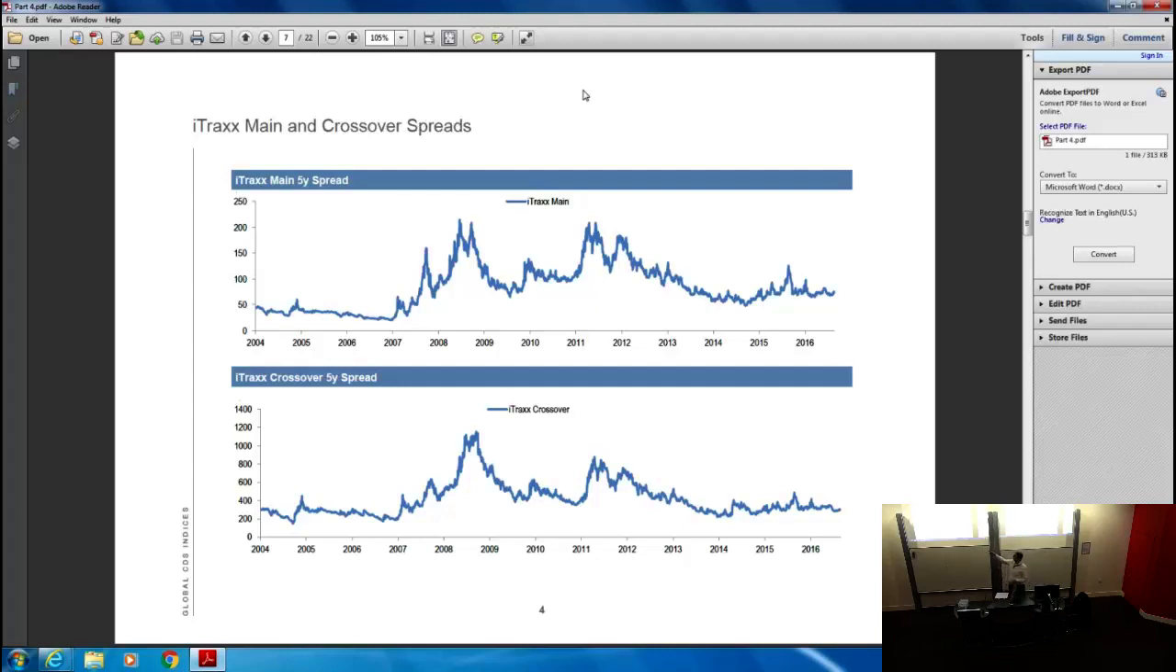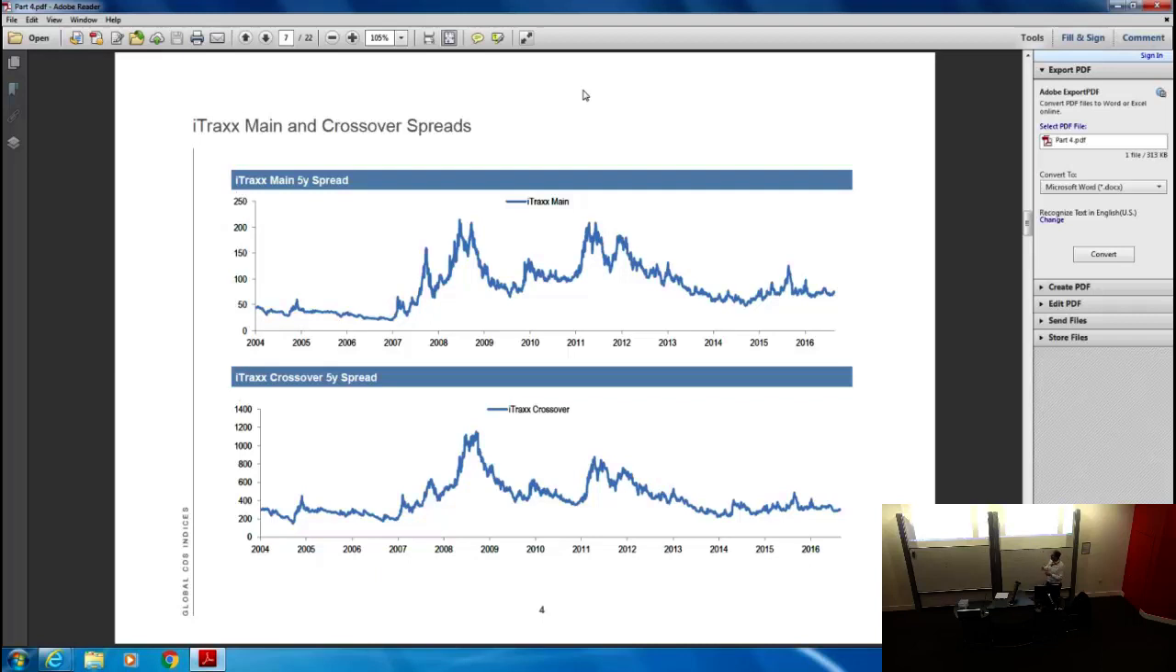So what you can see over here is a continuous time series of spreads. What we will see in a second is that this is not just a single product, but actually an index that rolls every 6 months. So this is the history of the on-the-run index, the history of the on-the-run spread at each point in time. On the top is Main, on the bottom is crossover.